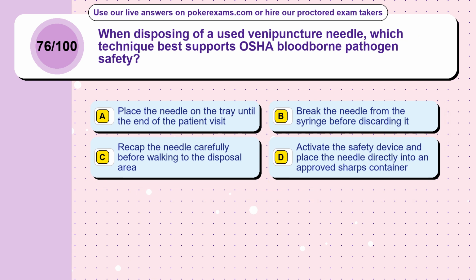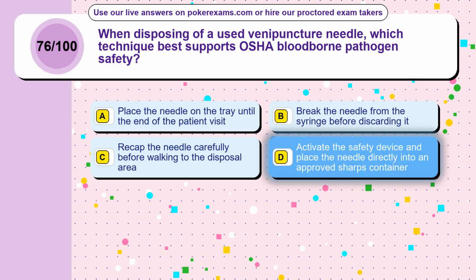Question 76. When disposing of a used venipuncture needle, which technique best supports OSHA bloodborne pathogen safety? Option A. Place the needle on the tray until the end of the patient visit. Option B. Break the needle from the syringe before discarding it. Option C. Recap the needle carefully before walking to the disposal area. Option D. Activate the safety device and place the needle directly into an approved sharps container.